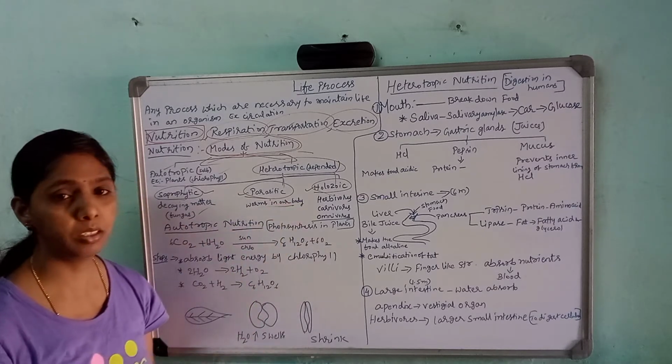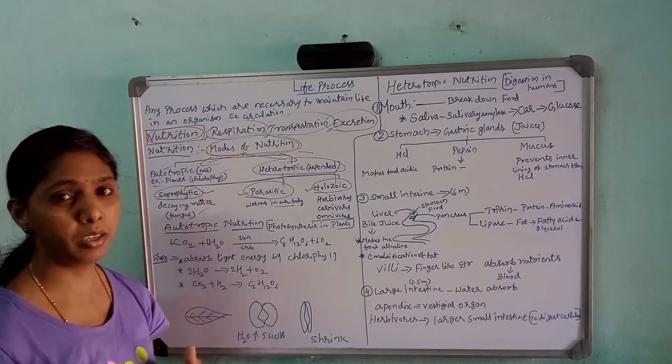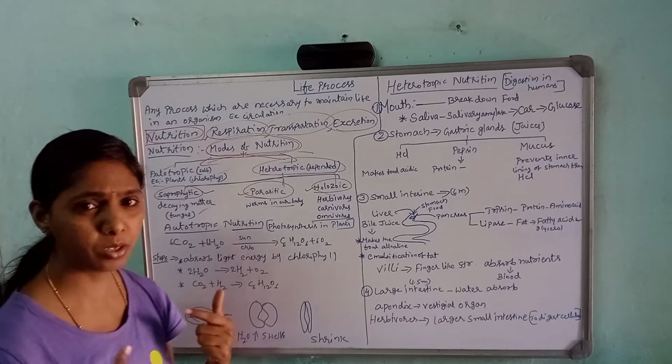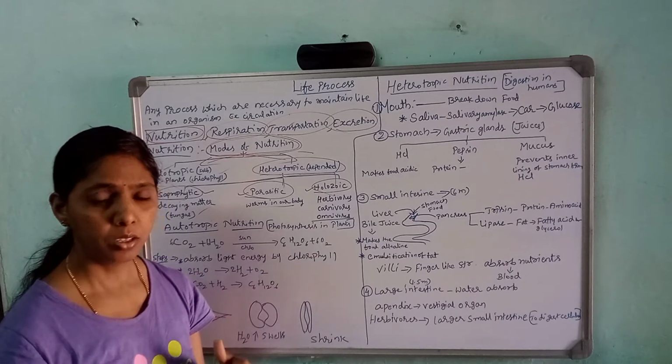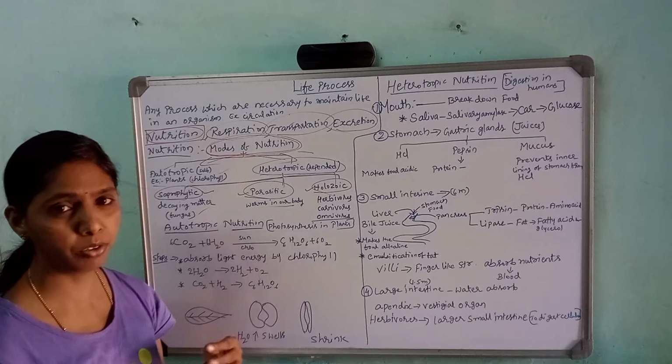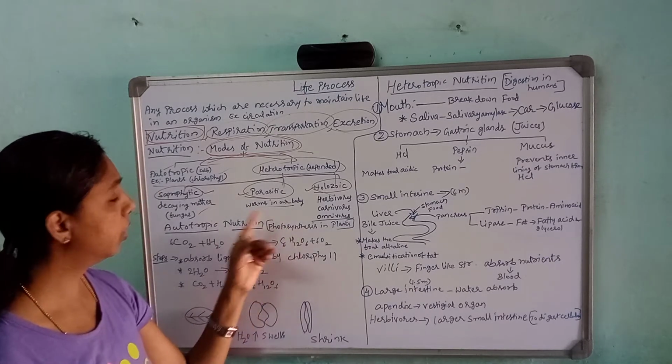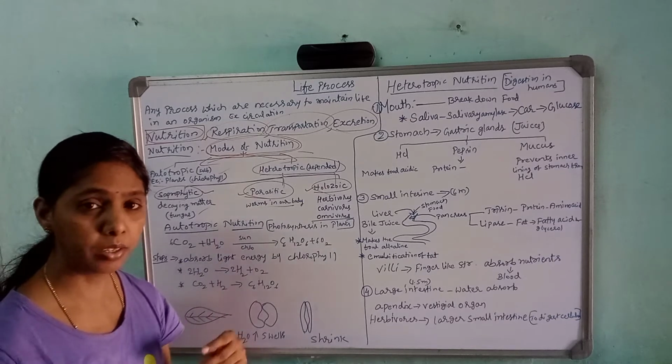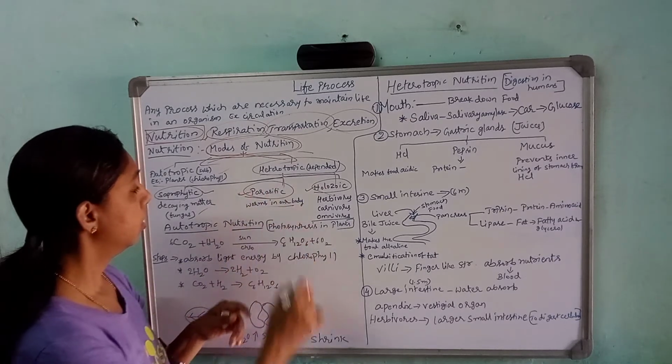What is parasitic? Parasitic means worms in our body. Many kinds of worms are there in our body. Those worms depend on our body for both food and shelter. So that is called parasitic.